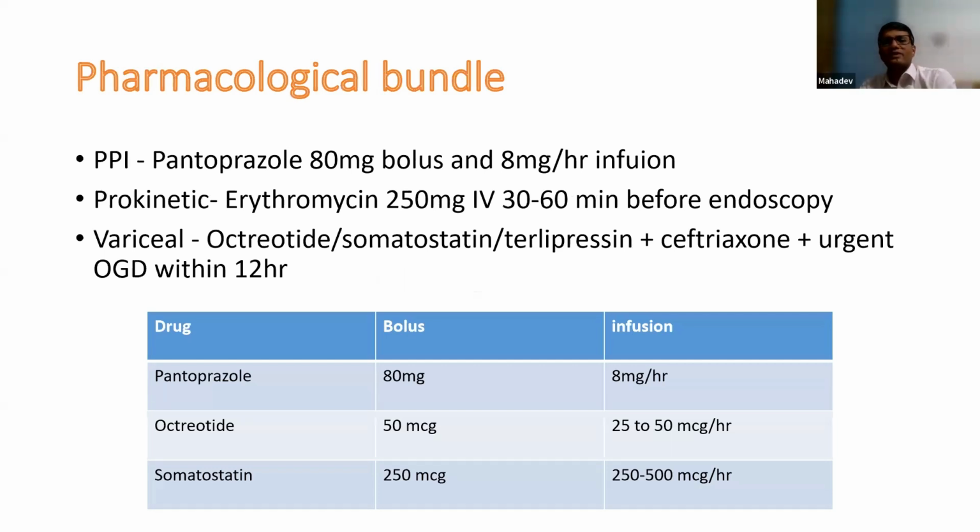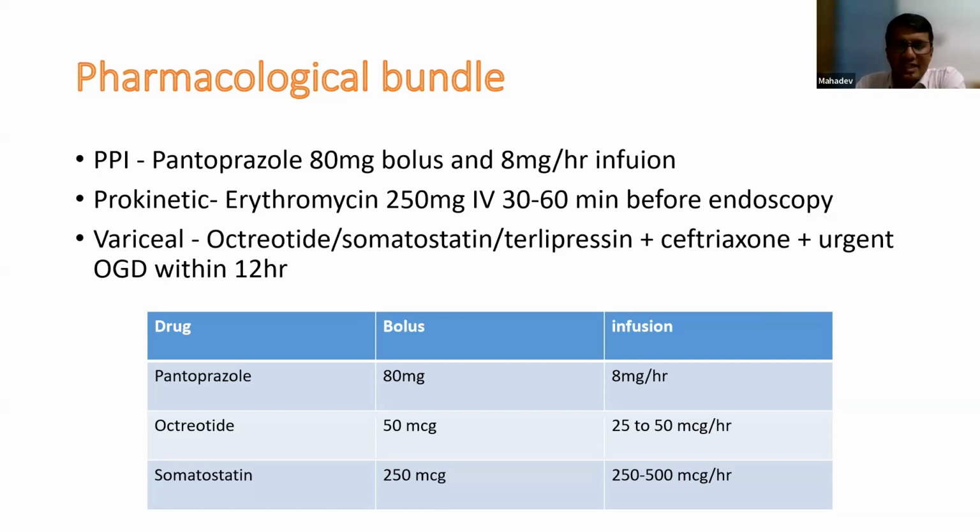Then after this, we have to simultaneously think of the pharmacological bundle. So what are the drugs that are commonly used? Proton pump inhibitors, pantoprazole 80 mg bolus and 8 mg per hour infusion. This is to control acidity to reduce chances of bleeding and rebleeding. Prokinetics, erythromycin 250 mg IV 30 to 60 minutes before endoscopy. If it is available, it can be given. It enhances gastric emptying and helps in good visualization of the stomach and other structures.